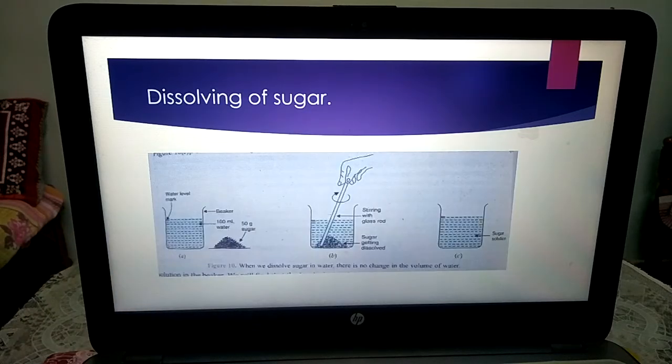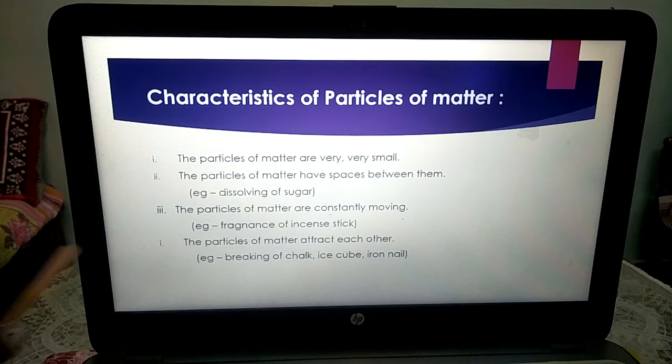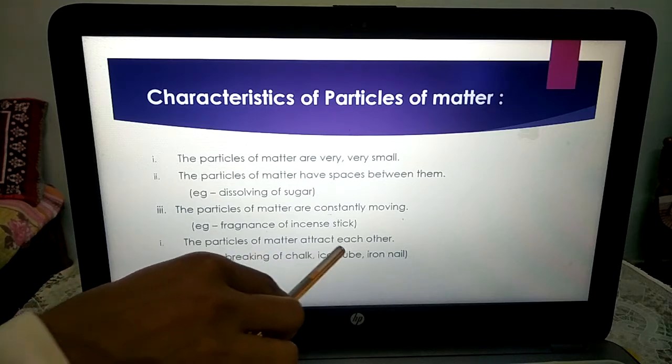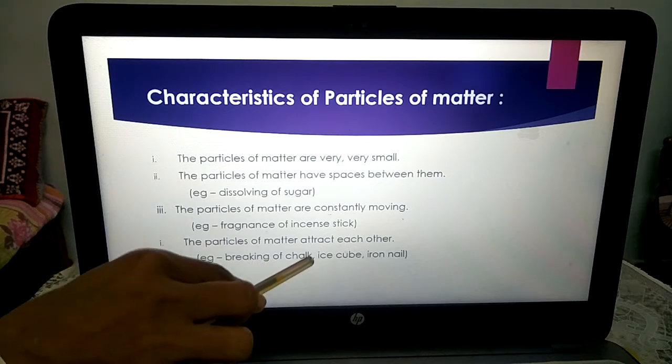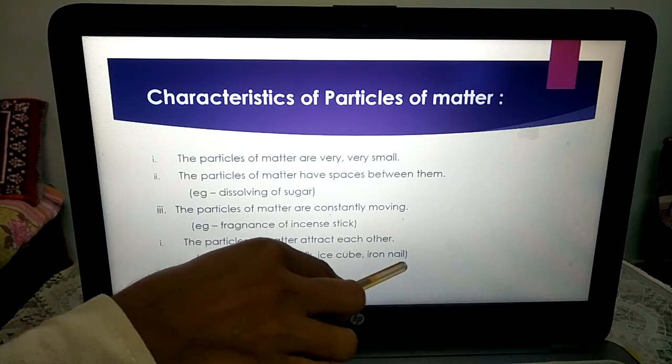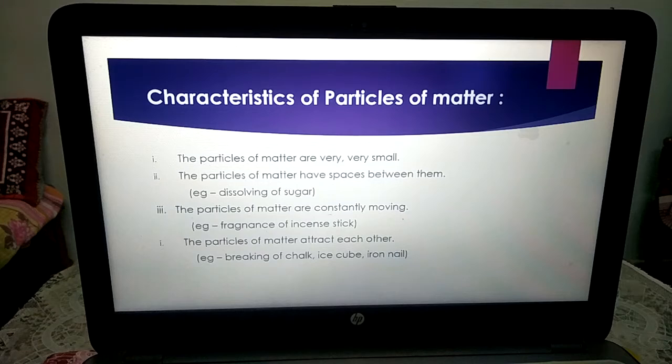Now the fourth characteristic says that the particles of matter attract each other. For example, breaking of a chalk, ice cube, iron nail. The chalk is bound by its particles, somewhere it is attracted, so it is a piece of chalk, and we can break it because the force of attraction between the particles of chalk is less.